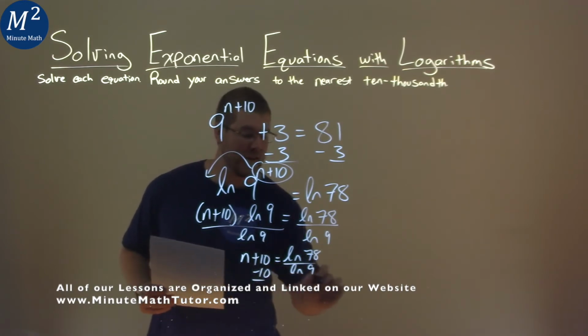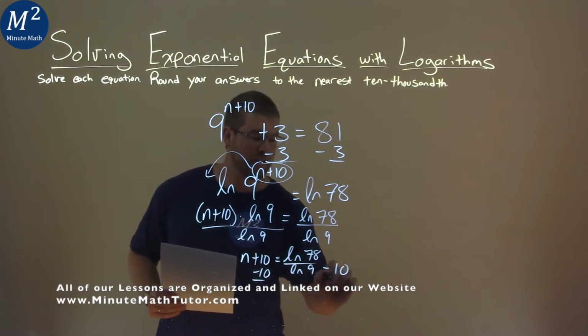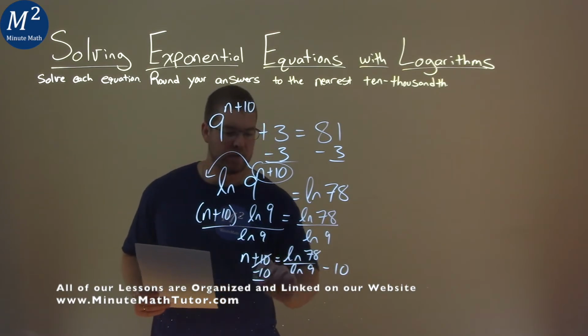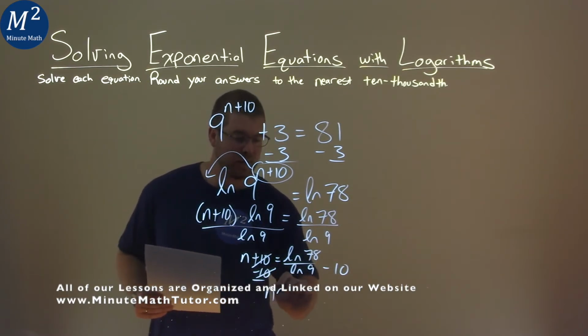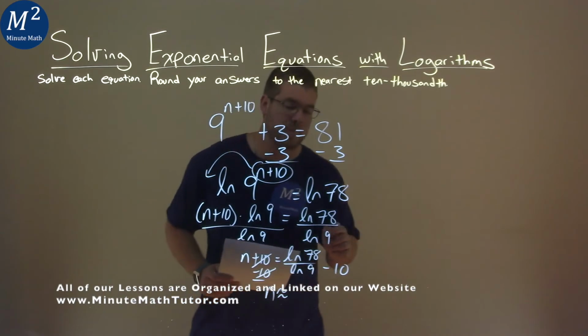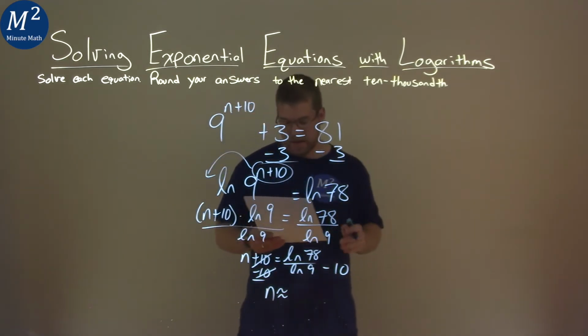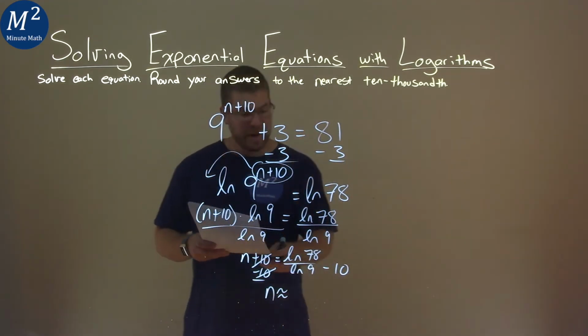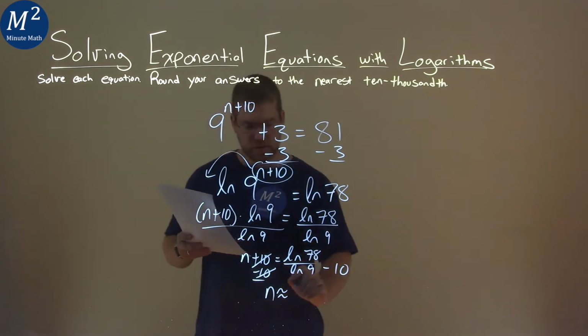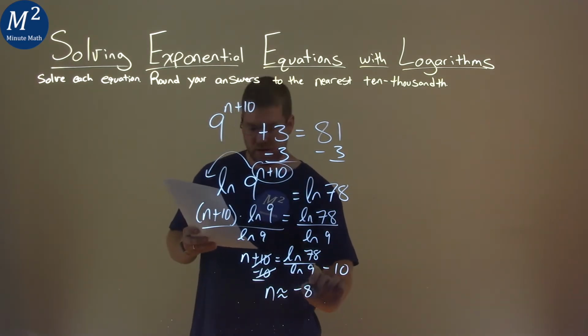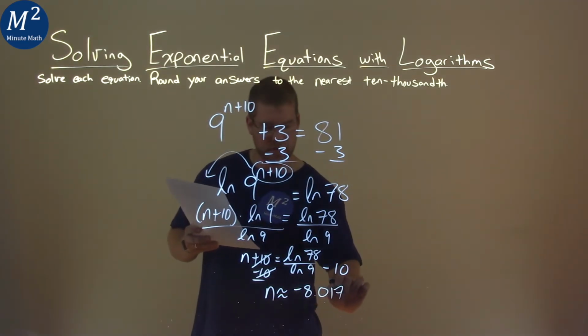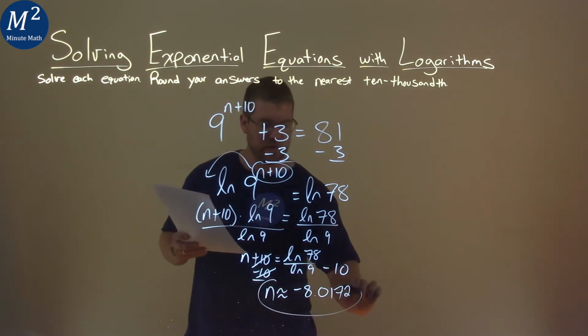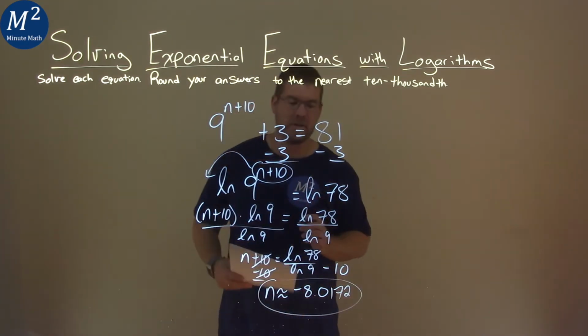If we subtract a 10 from both sides here, I'll write it like that. Okay, this cancels, and n now is going to be approximately, we'll use our calculator, natural log of 78 over natural log of 9 minus 10 comes out to be a negative 8.0172. And that is, rounded, our final answer.